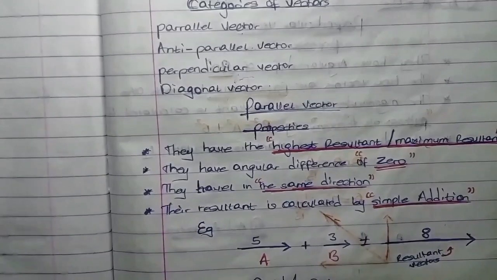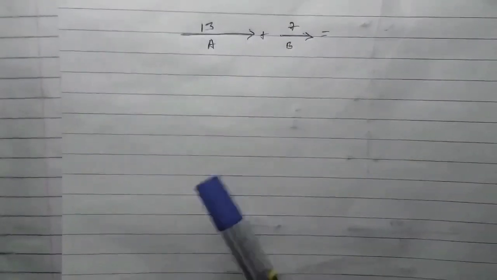Now let me just give you guys 2 questions. This is the first question. Look at the 2 vectors, vector A and vector B. How can you tell they are parallel vectors? We can tell they are parallel vectors because they go in the same direction. Look at them, they go in the same direction. So this is why they are parallel vectors.